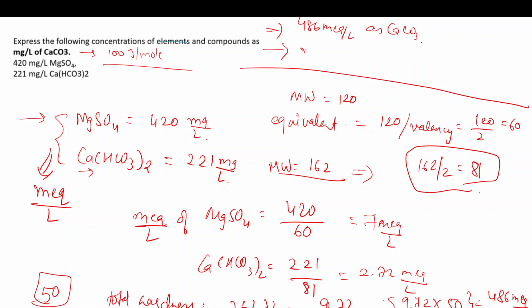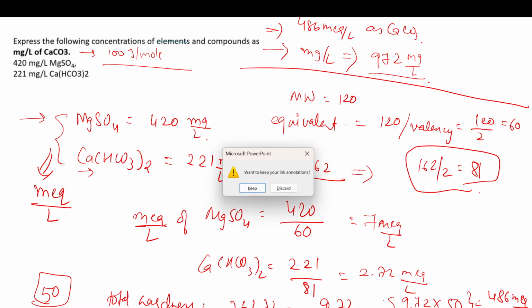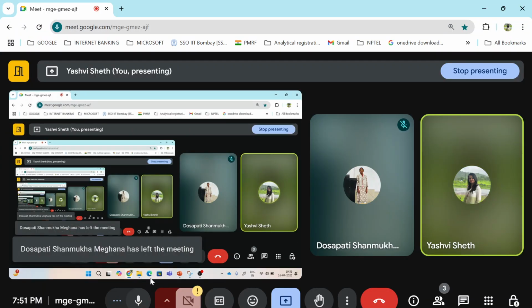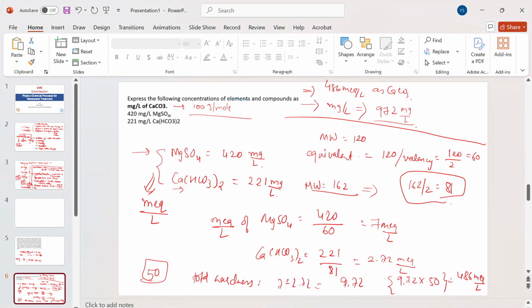Now if you want to convert it into milligram per liter, multiply with the valency itself. Okay, so which is 486 into 2, which means it should be 972 milligram per liter. Am I correct? Let's move forward. Then next question.